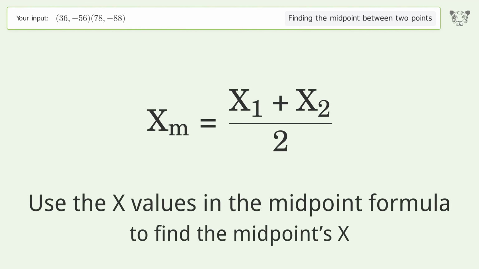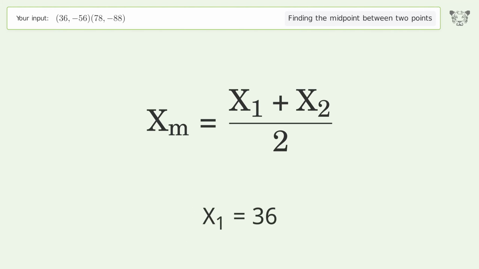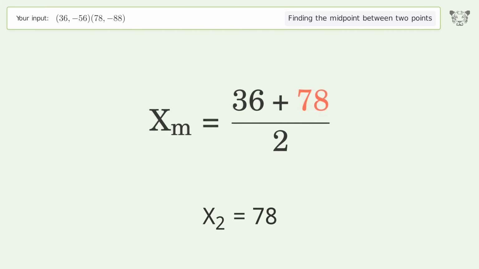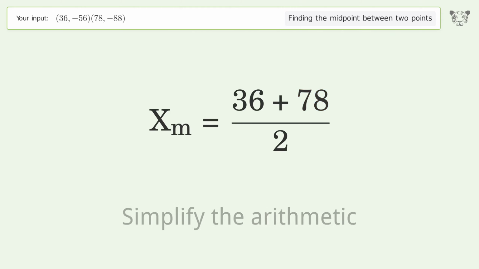Use the x values in the midpoint formula to find the midpoint's x. x1 equals 36. x2 equals 78. Simplify the arithmetic.